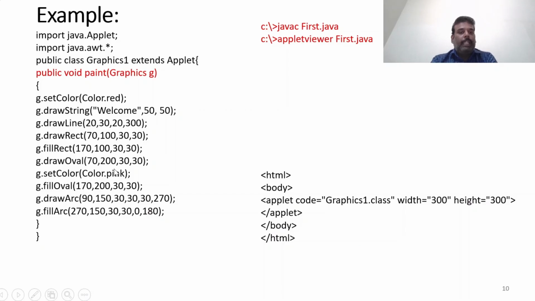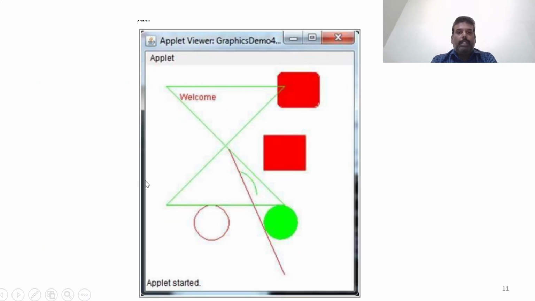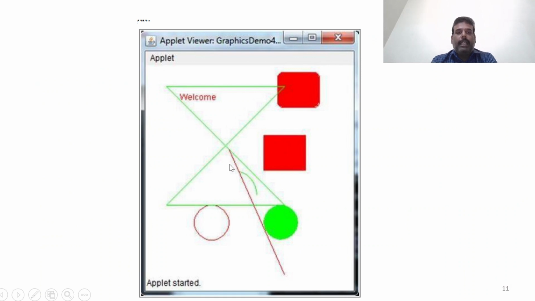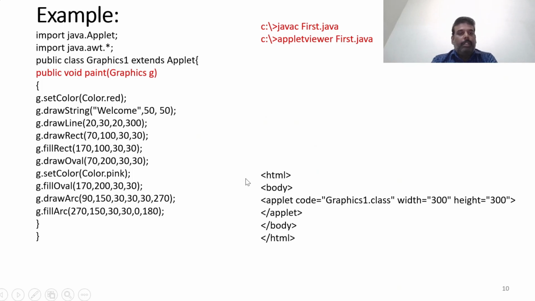And set color pink. Fill oval 170. This is the coordinate points. See, the oval shape, that is a heart shape. This is an oval shape and filled with a red symbol. Fill oval, draw rectangle, draw arc, fill arc. So this is the coordinate one. This is the arc, and given the fill arc with green color.